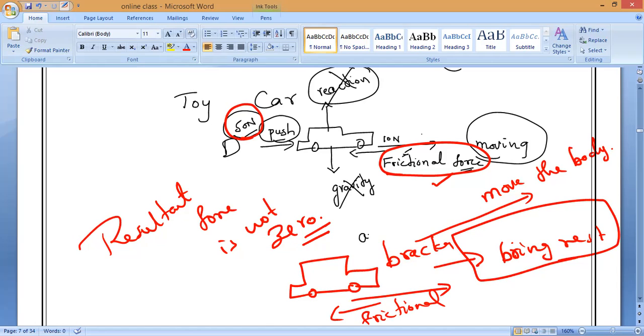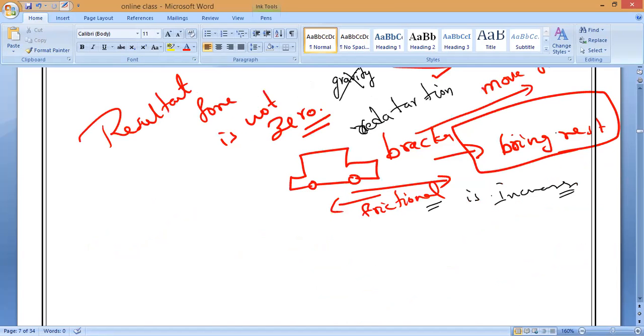So deceleration, that is what we used to say. What is another name of deceleration? Retardation. Do you understand? So retardation means what force? Backward force. Understand? So when the backward force, the frictional force, increases, then the moving body will come to what? It will come to rest.